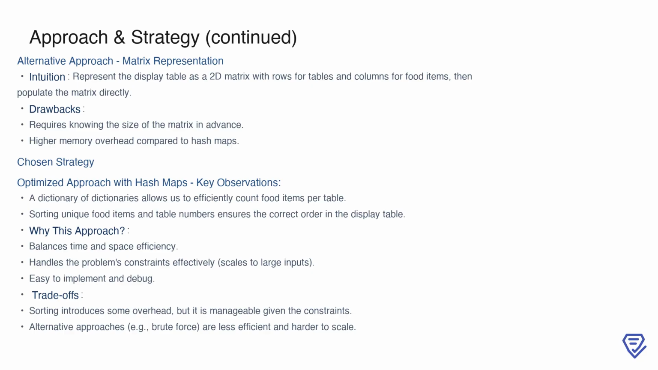Additionally, the memory overhead is higher compared to using hash maps, as a matrix can become sparse, leaving many unused cells. For these reasons, the optimized approach using hash maps is a better fit for this problem. With hash maps, we can efficiently count food items per table and ensure correct ordering by sorting the unique food items and table numbers. This strategy strikes a balance between time and space efficiency, making it more scalable to handle the problem's constraints. Sorting does introduce some overhead, but given the manageable input sizes, this trade-off is acceptable. On the other hand, brute force and matrix-based approaches are less efficient and harder to implement at scale, which is why they are not ideal choices.